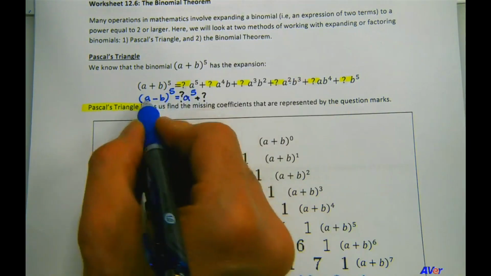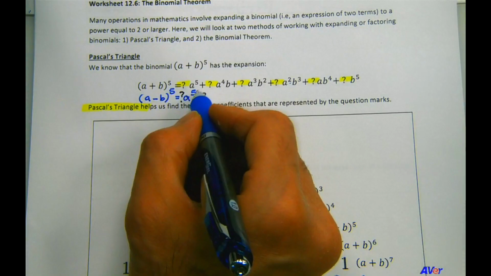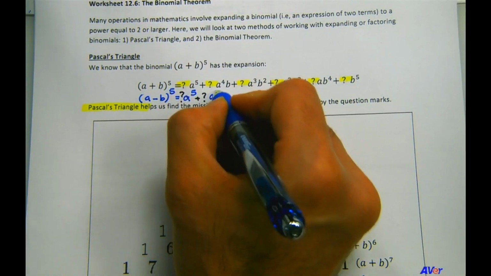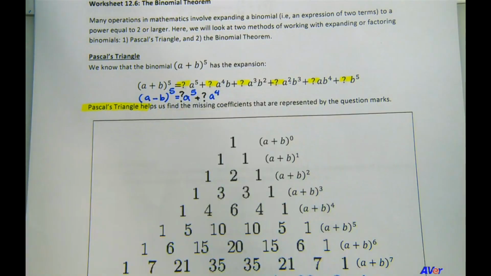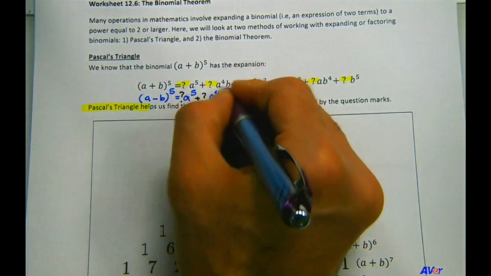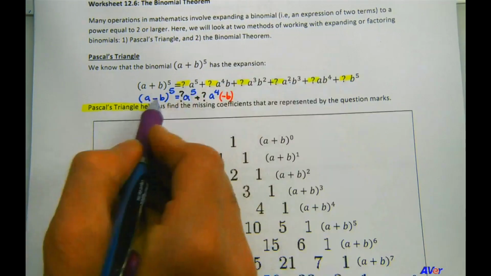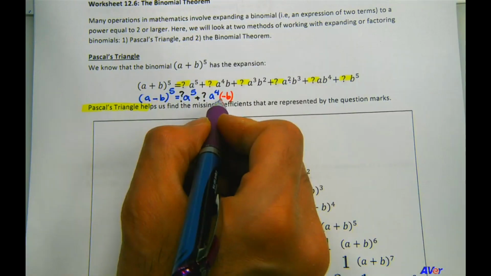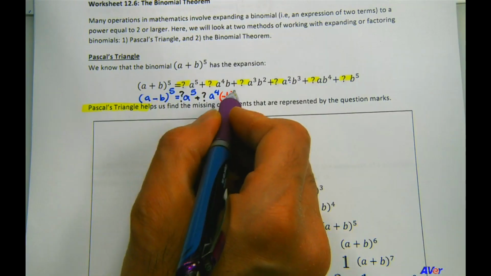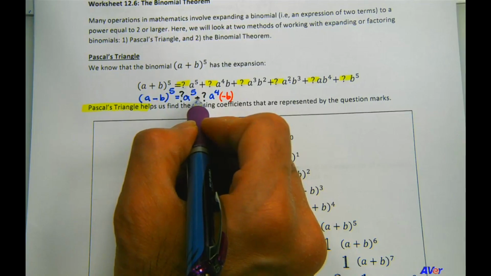Why? Because a is going to lose 1 from its power, so it's going to be a to the fourth. But b to the first power, now it's going to be times minus b, because of this minus. And the power is 1, so this minus, 1 is odd, right? So this minus raised to the first power is not going to go away because 1 is odd. So this minus is going to change this plus to a negative.